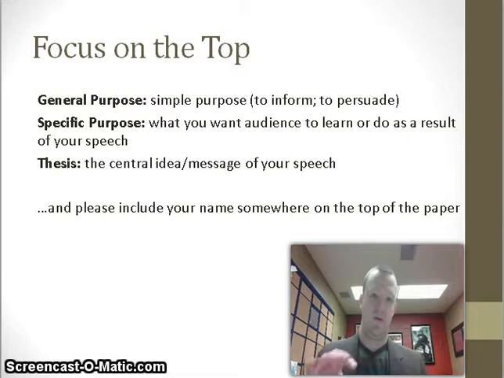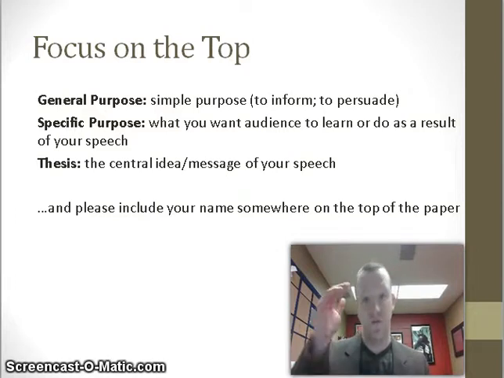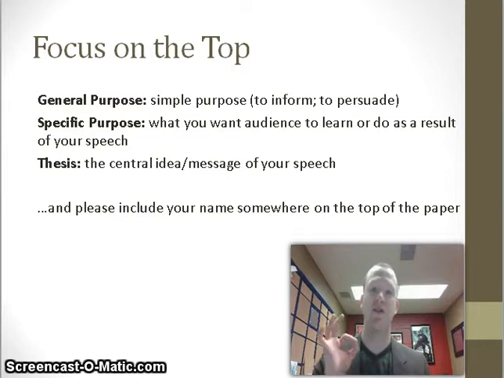Most students ask, why do we have to get so specific? What's with this general purpose, specific purpose, thesis? Aren't they all the same thing? No. We do this to help you focus your ideas, to make sure the ideas are clear for you. So when you actually give the speech, you have narrowed it down to exactly what you want to talk about. The general purpose is just to inform, to persuade, to inspire, whatever it is.